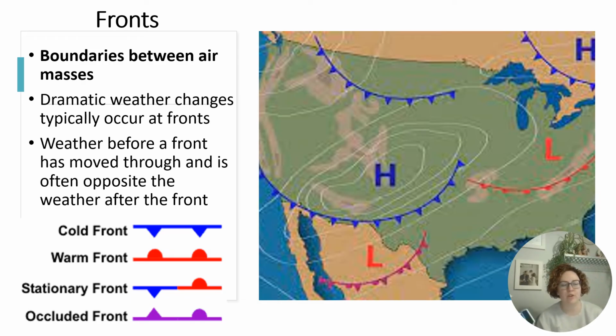There are four different fronts that we tend to see. We have cold fronts, warm fronts, stationary fronts, and occluded fronts. We're going to talk about all four of those more in depth, but these are the symbols that we use to identify what type of weather is moving in versus what has moved out, and how they're moving. Some are moving quickly, some aren't moving at all, or if they are, it's like millimeters.